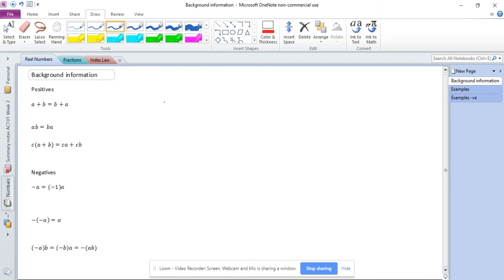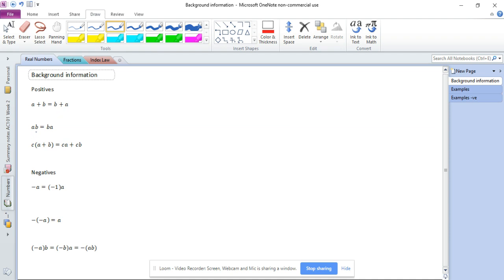The real numbers properties, the positive and negative numbers properties. First one, a plus b is nothing more than equal to b plus a. So the numbers are not important, the order does not matter.